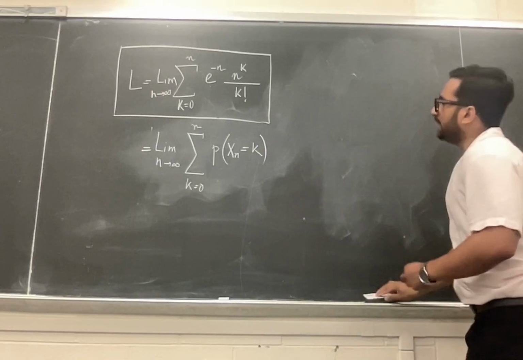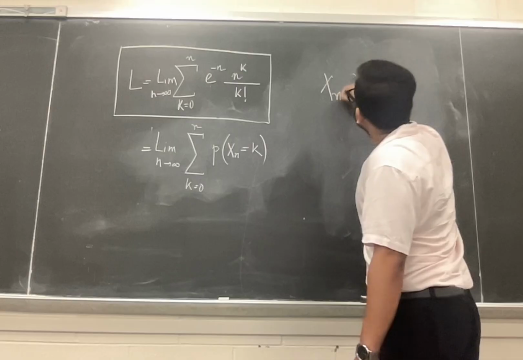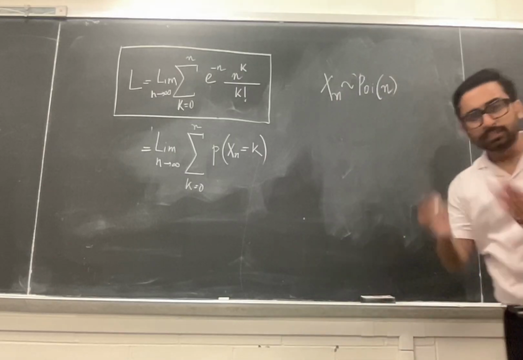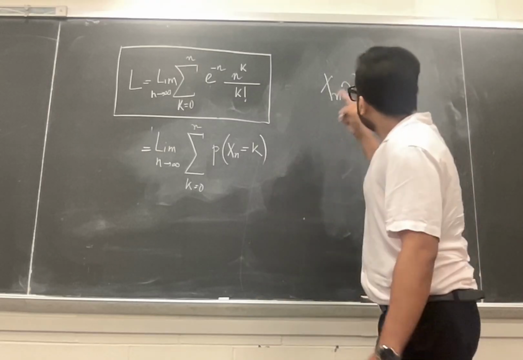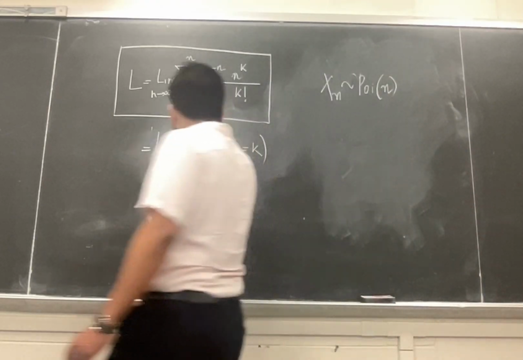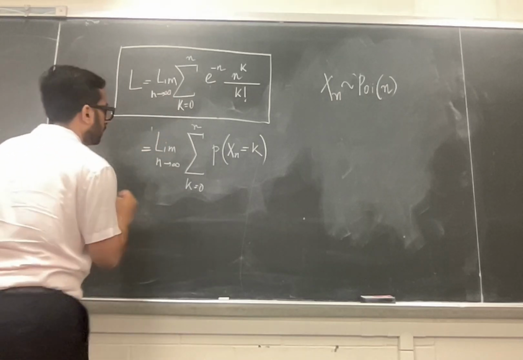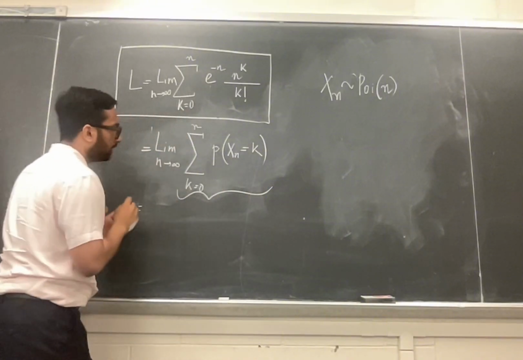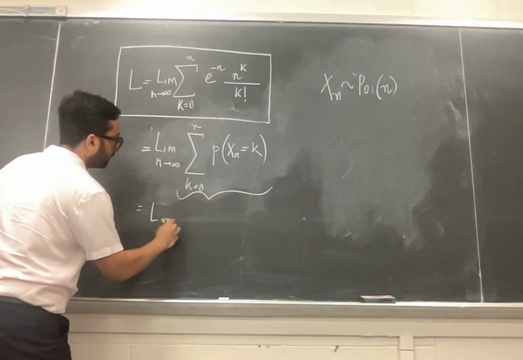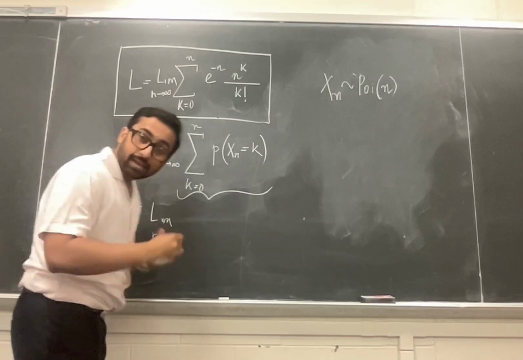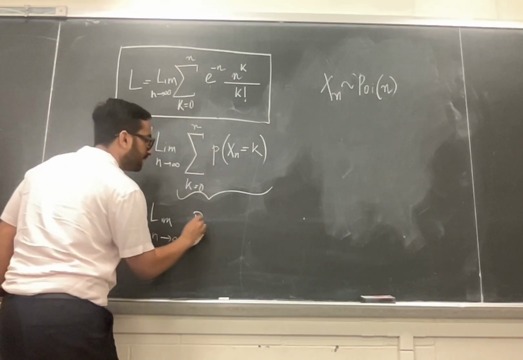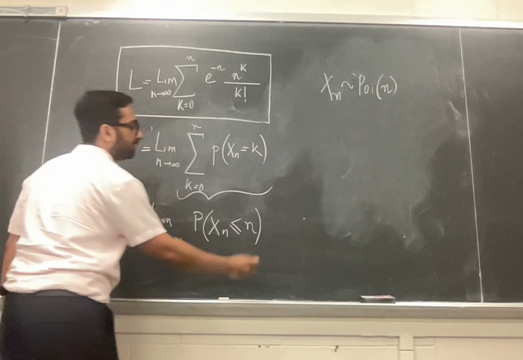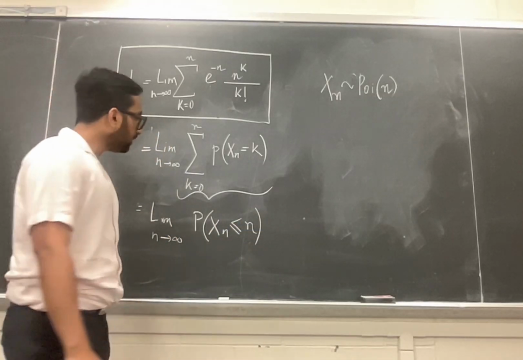Now you can write Xn as nothing but following Poisson(n), right? This is how you can write it. So let's rewrite this. What is this quantity? This quantity is nothing but the CDF till point n. So probability Xn less than or equal to n. Beautiful, right?